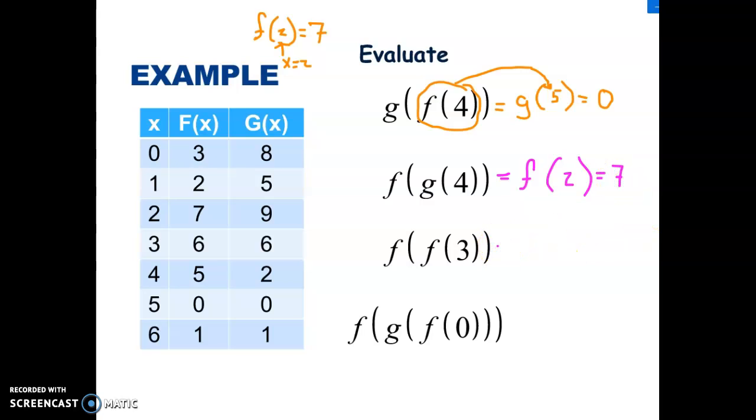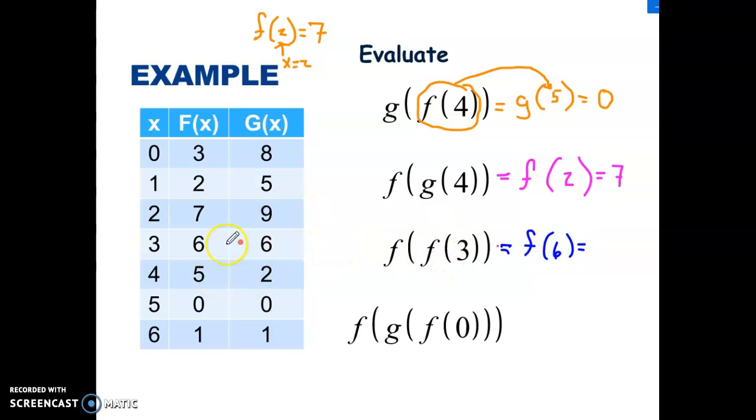Now, let's try this other example. We've been putting one result into the other function, but you could actually do it on itself. So this question is asking, what's the result of the f function when I have 3? That gives me 6. So then I go here and say, what's f of 6?